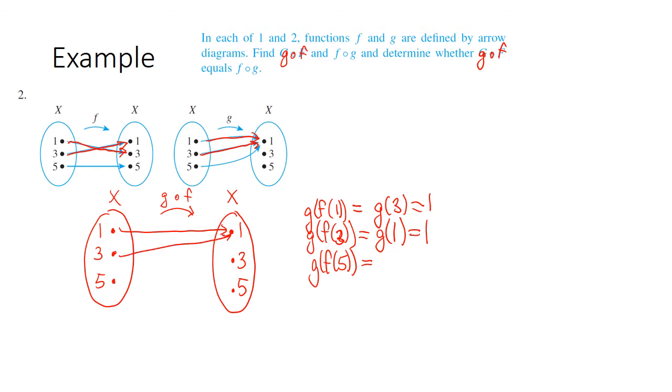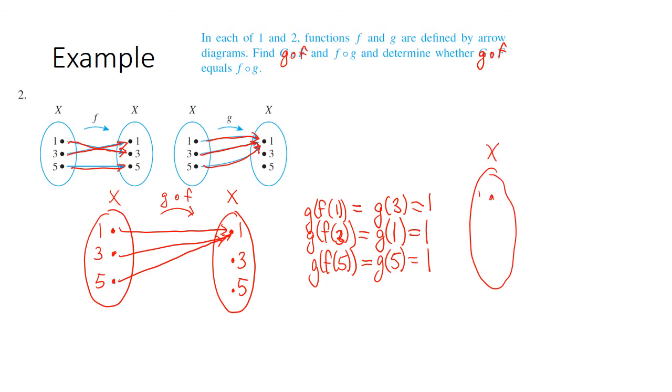And then for the last one here, g of f of 5. So f of 5 is 5. And then g of 5 is 1. So on my arrow diagram, I go from 5 to 1. Okay? Now let's do the same thing for f of g. So I'll do it over here.